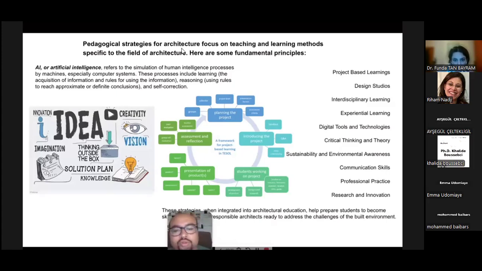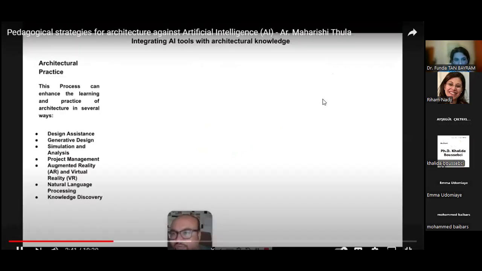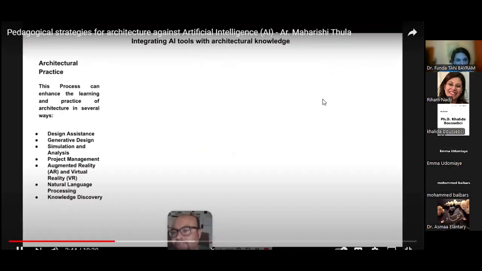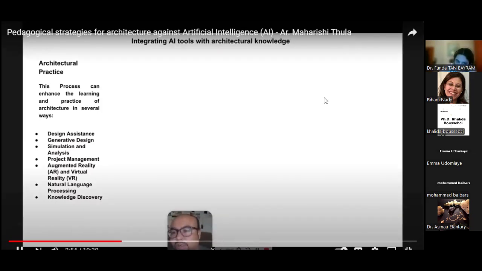Now, if I talk about integrating AI tools with architectural knowledge, firstly in practice, there are several ways: design assistance, generative design, project management, time management, virtual reality, natural language processing, and knowledge discovery. This is the first segment, the actual segment of architectural practice where integration is required.